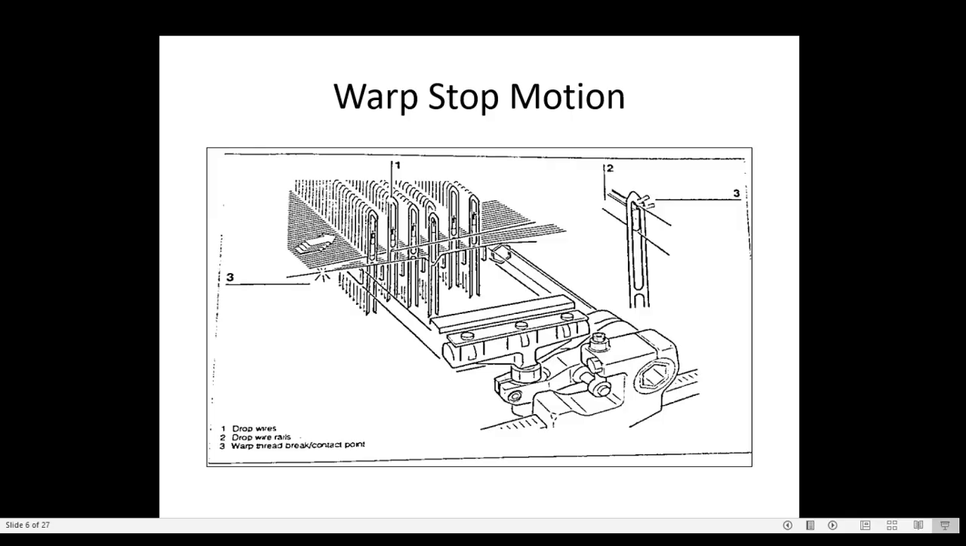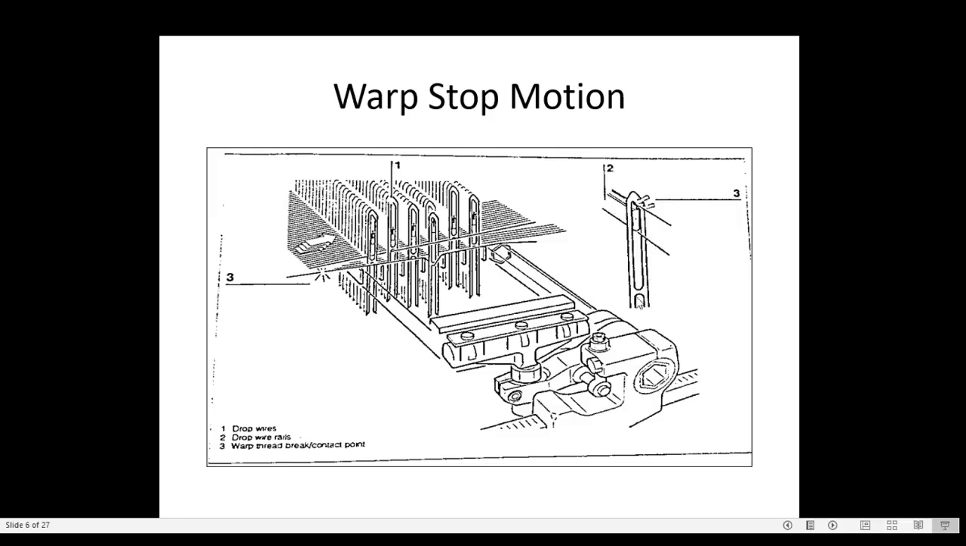So see here the features. First we will see the parts. This is the drop wire, and these are the drop wire rails. How many rails are there here? 1, 2, 3, 4, 5, 6. Only one rail is shown here. This is the second rail, and this is the drop wire.